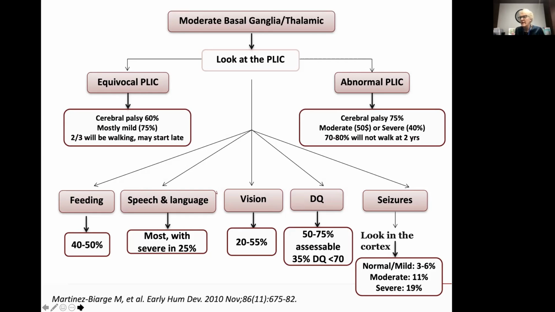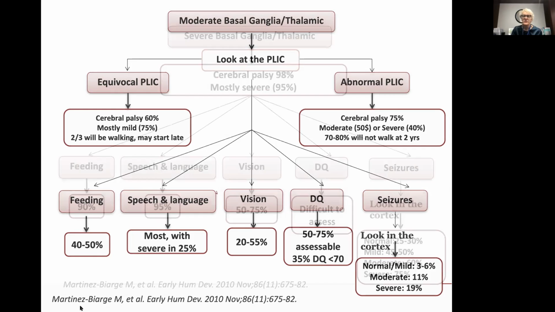These children never have a normally intact plaque. They always have equivocal or abnormal plaques, and the likelihood of cerebral palsy is high, greater than 50%, although if the plaque is trying to be present, it hopefully will be mild. They also have a lot of other disorders start to occur: feeding difficulties, speech and language, vision, and developmental issues.